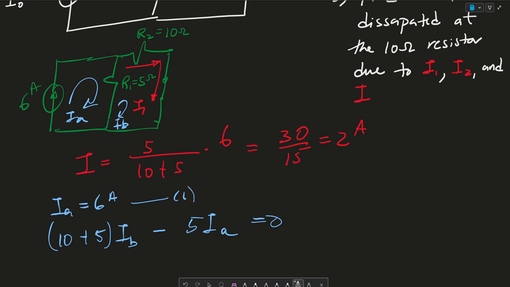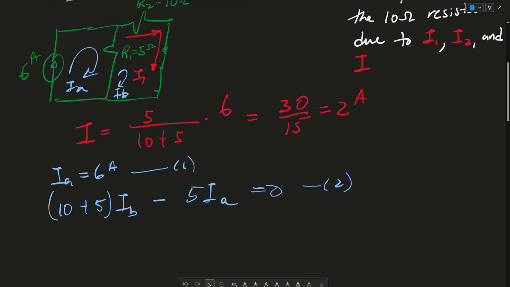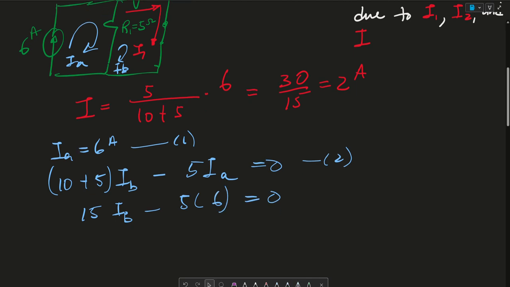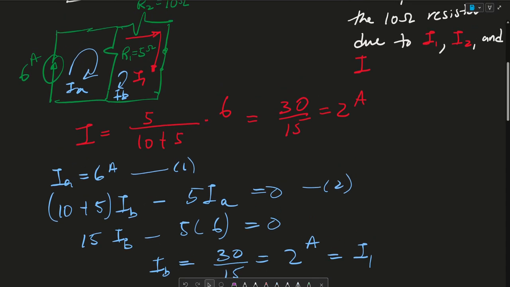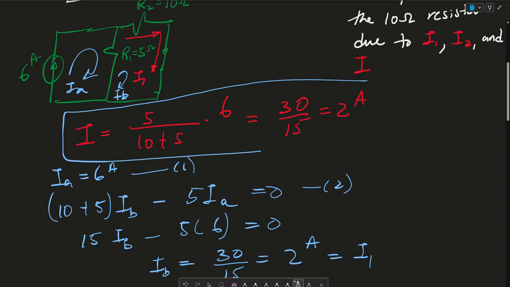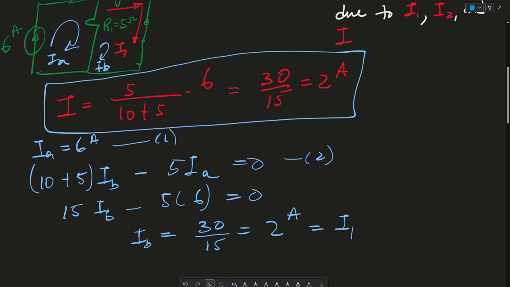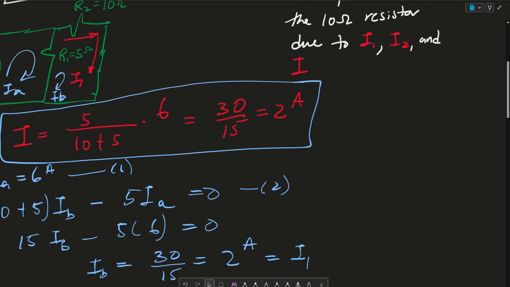So this is your first equation. This was your second equation. And essentially, this is 15 IB minus 5 times IA, which is 6, is equal to 0. So then IB is equal to 30 divided by 15, and you get the same thing, 2 amps, where again IB is equal to I1. So I hope this makes sense. Again, it's really good to know your fundamental equations like the current divider. But then, so we found I1, so let's go ahead and find I2 now.